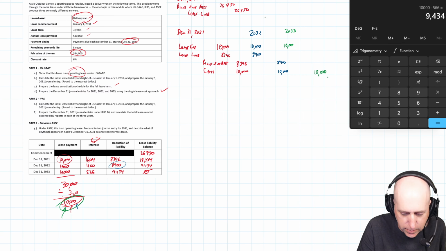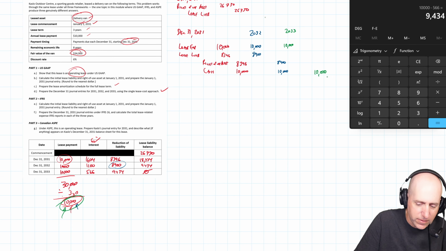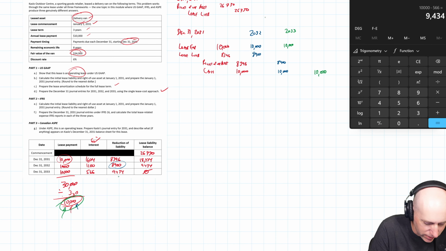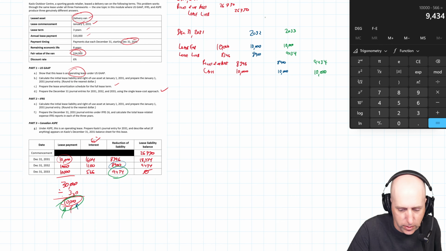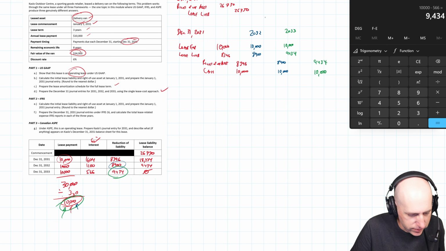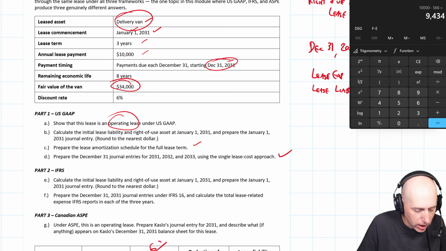And if the payment doesn't match, then the debit to credit to lease liability and right of use asset won't match either. They do in this case. My reduction of my liability, $94.34. And my credit to right of use asset is $94.34. And there we have the US GAAP method done. So prepare the entries, done.